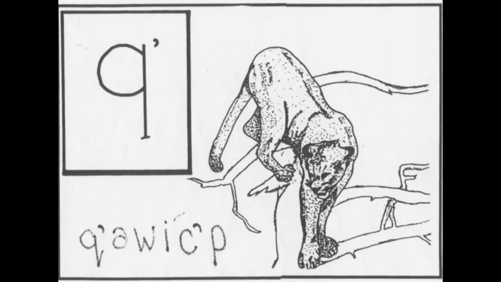A Q with an apostrophe is called an ejective Q. It's just like the Q in the back of your throat, but it's ejected out of the mouth with a strong pop. It's in the Klallam word for cougar. Wait's up.